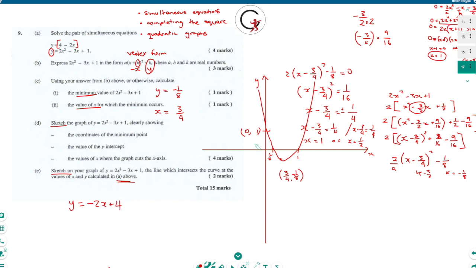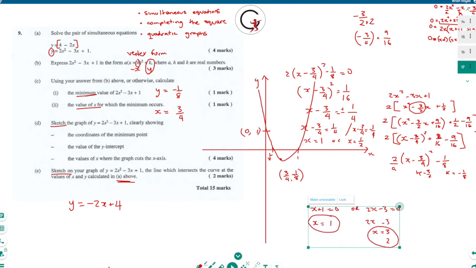Where does this graph intersect this curve? Well, it intersects at the exact same points that we found in our answer from part A. So let me just migrate down my answer from part A, make that bigger again. Looks like I'm missing some things here. x equals -1, and this is x equals 3/2.